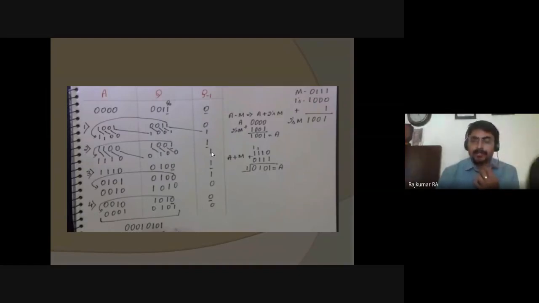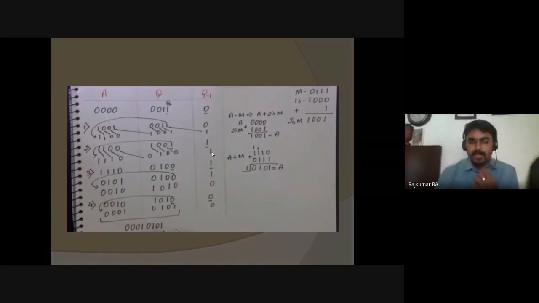You please ask me. Can you explain the second example again? Okay, the second example, you mean the second step, right? Yes. Okay, again I will explain. From the first step itself I will explain, not a problem.